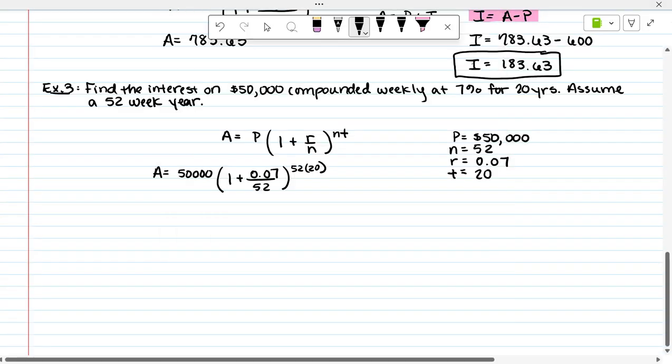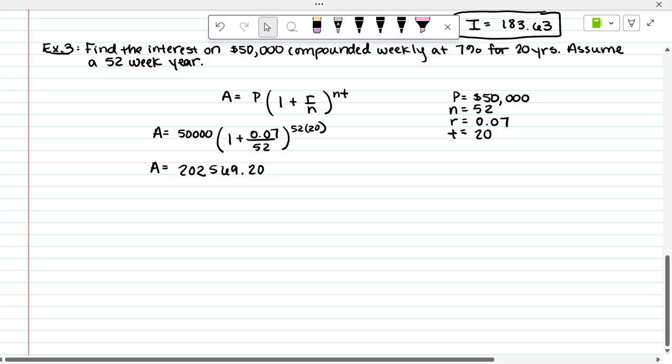Enough to buy like a third of a house. Yes, that's about right. A third of a house after 20 years, provided the house hasn't gone up in price at that time. We do get 202,569.20. Okay. Now, once again, that's the amount in the account after the 20 years.